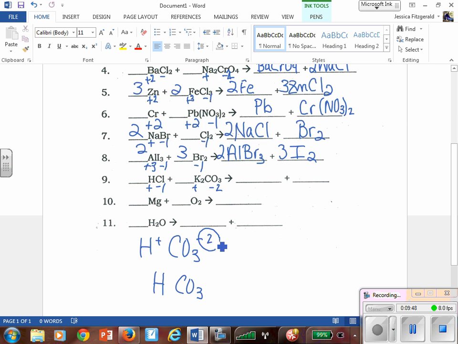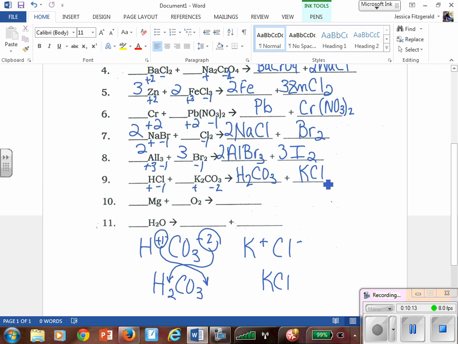So that 2, when you cross, is going to come over here and drop down. This is understood to be a 1, so that's going to cross and go down there. So one of your new compounds is H2CO3. And then we have potassium and chloride that both have a charge of 1. So when you cross and drop that one, you get the formula of KCl. And then you go in and you would balance 2 and 2, and you are finished.